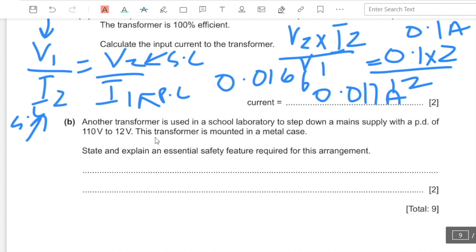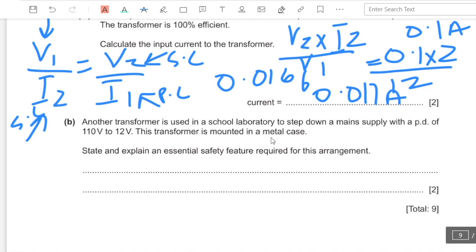State and explain an essential safety feature required for this arrangement. Since over here this is a metal case, this means this should be earth connected to the earth with an earth wire to prevent any sort of electrocution in case the live metal wire comes off and gets in contact with the metal case.